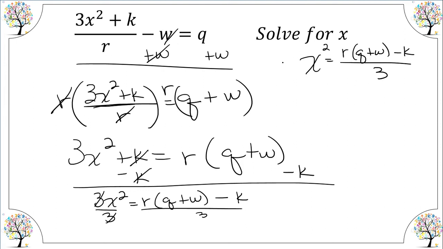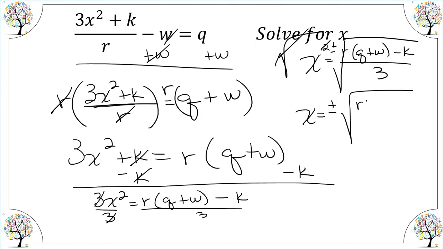Last step, we need to undo the squaring by taking the square root. We do need the plus or minus and the square root symbols over the entire expression. So x is equal to plus or minus, we have r times q plus w minus k over 3. So make sure this entire term is under the radical.